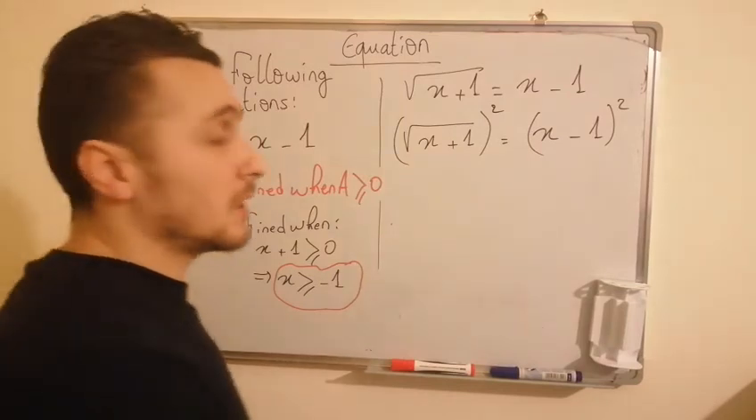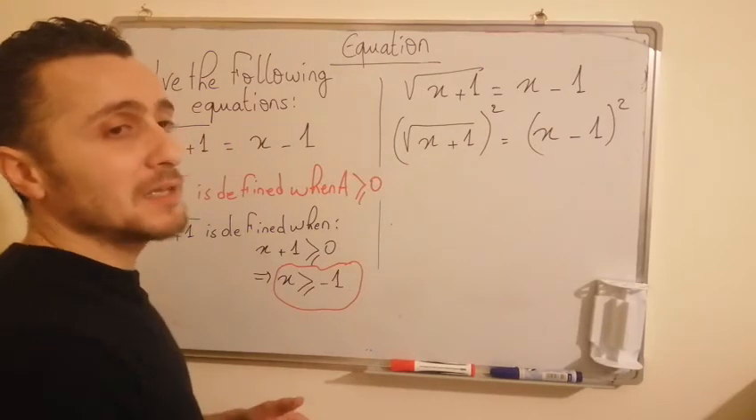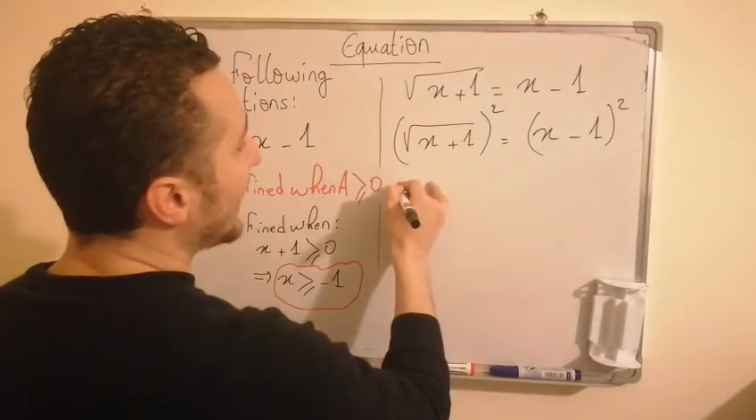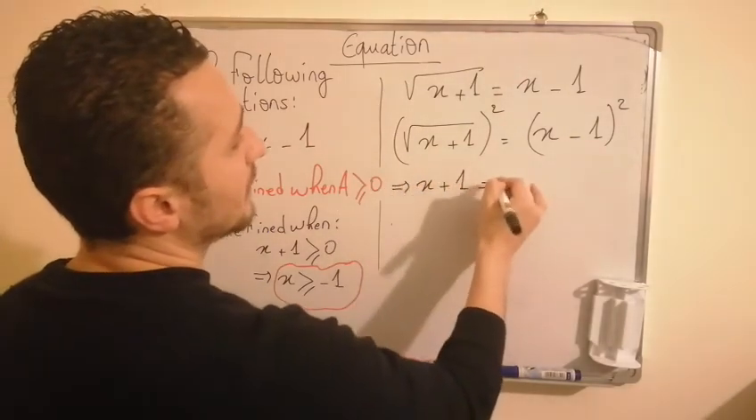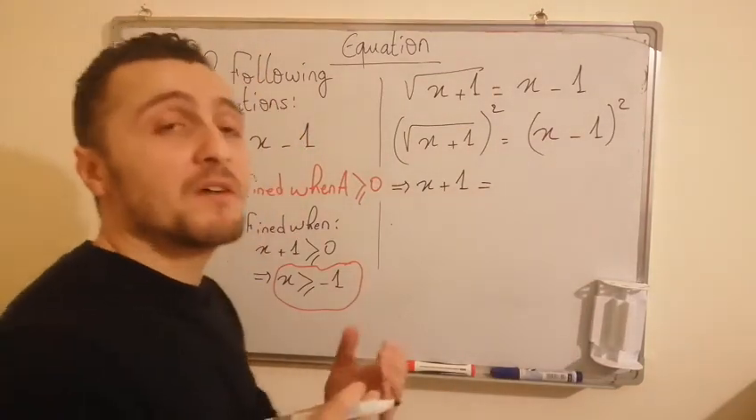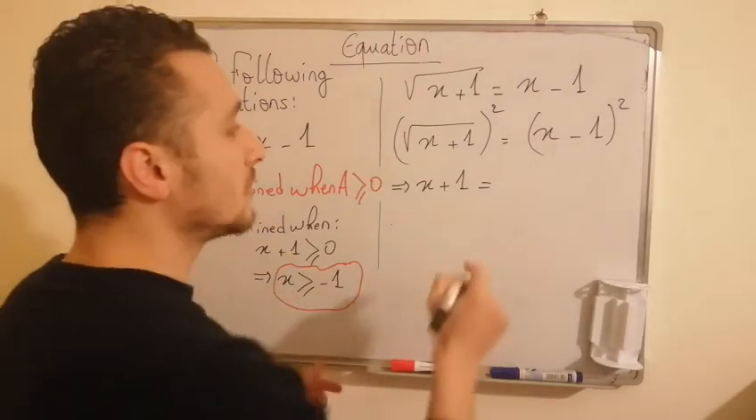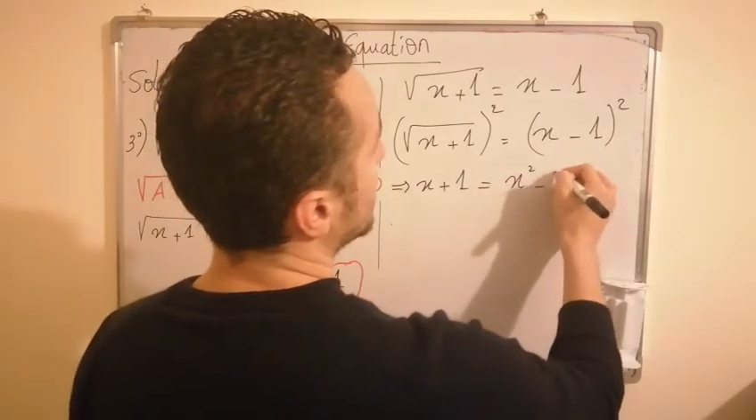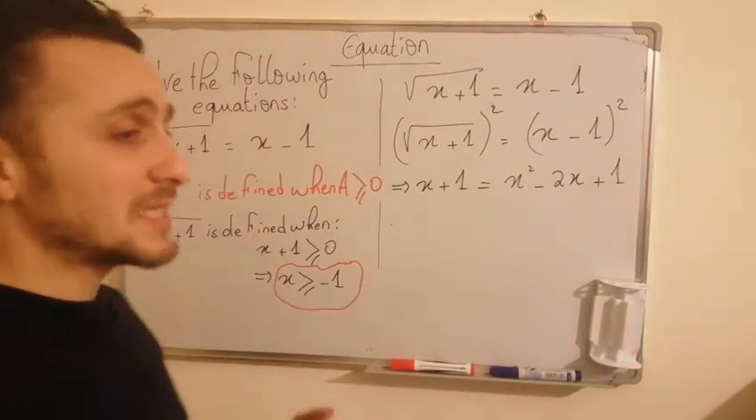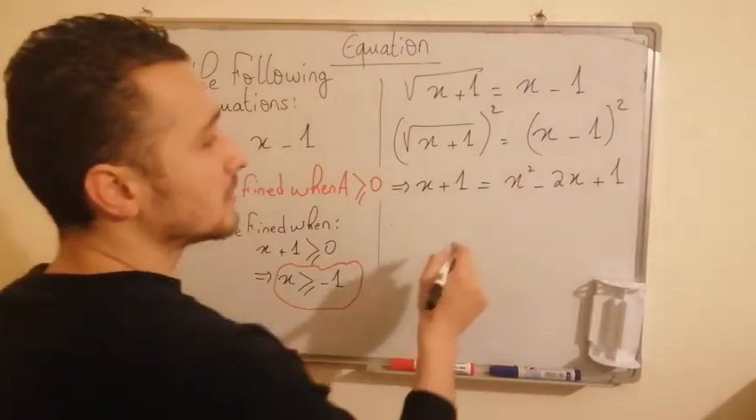By applying power 2 to the first side, power 2 and radical can be cancelled. So we obtain x plus 1 equals, and (x minus 1) squared is in the form of (a minus b) power 2. It's equal to a² minus 2ab plus b². So x² minus 2x plus 1. To solve this equation we want to take all of them to the same side.